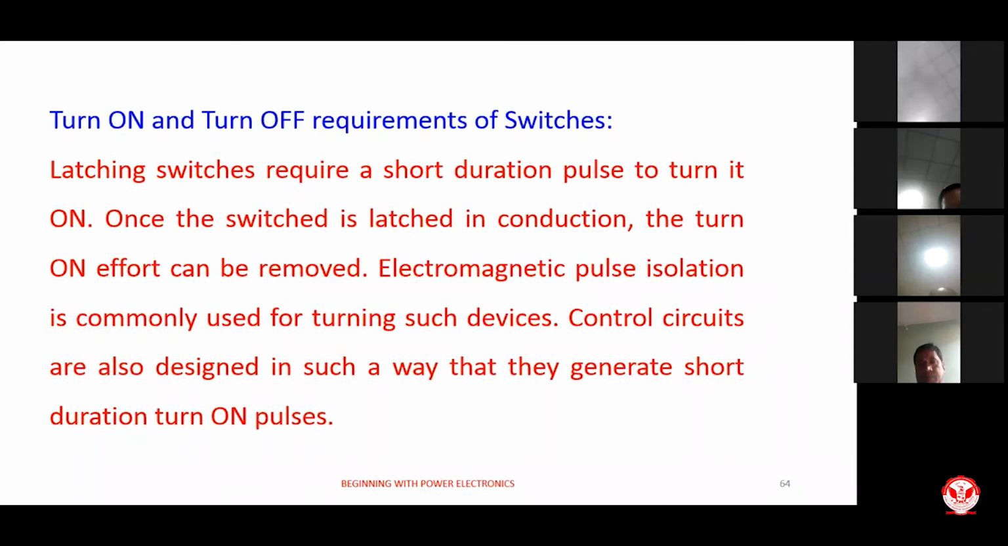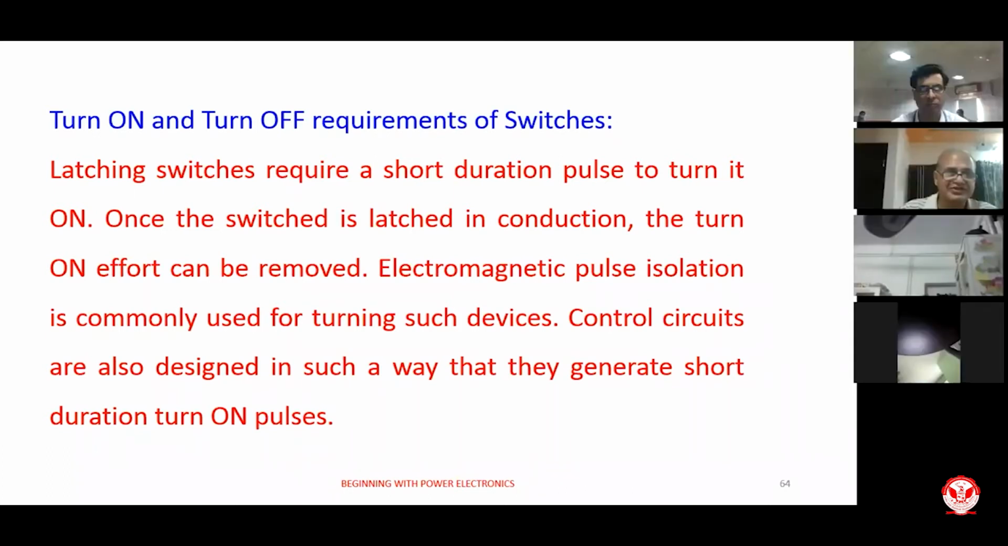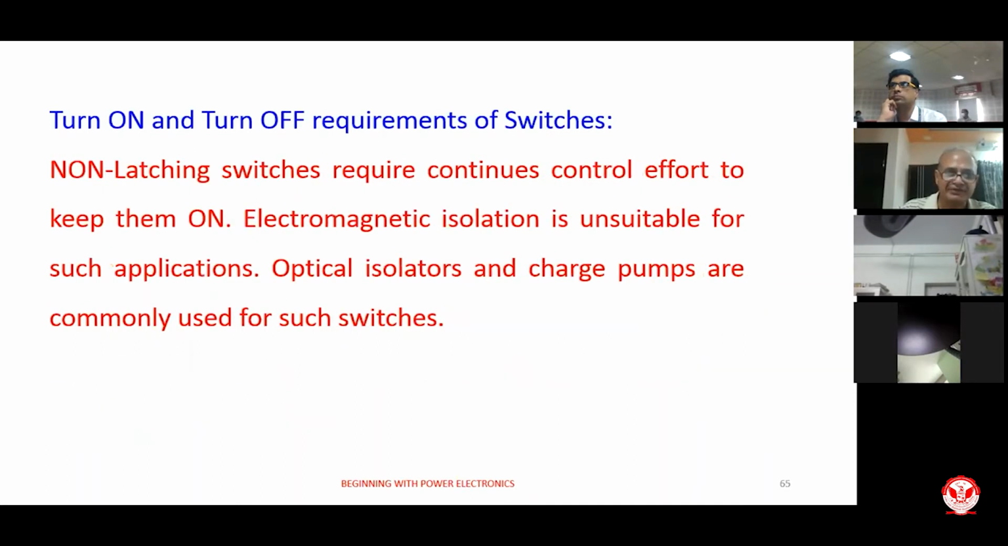Electromagnetic pulse isolation is commonly used. We will discuss this at larger length. For turning on these devices, control circuits are designed in such a way that they generate short pulses. We'll see why we need short duration pulses, what the advantages of short duration pulses are, and how electromagnetic isolation becomes important for such applications.